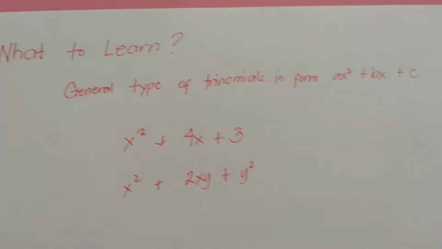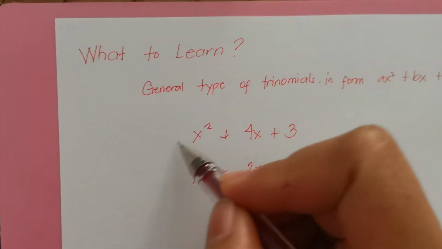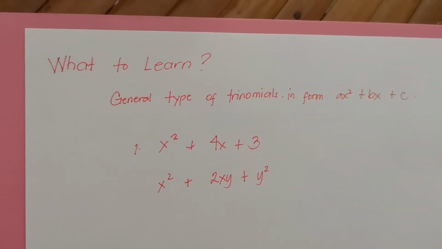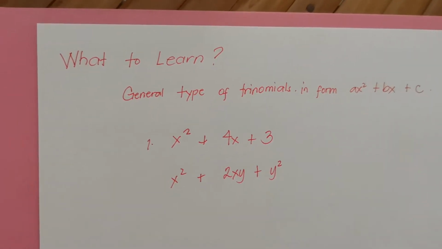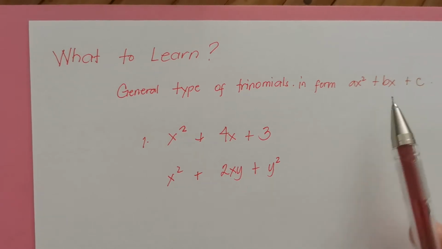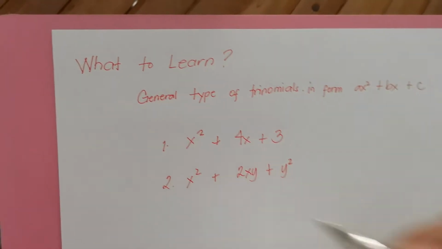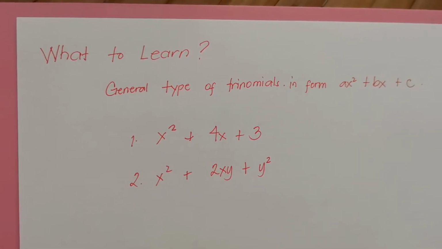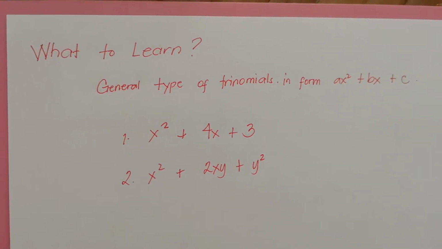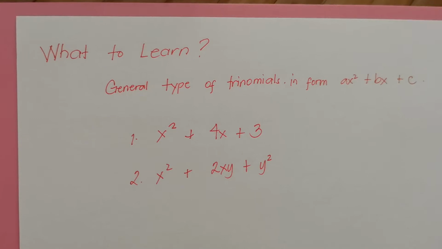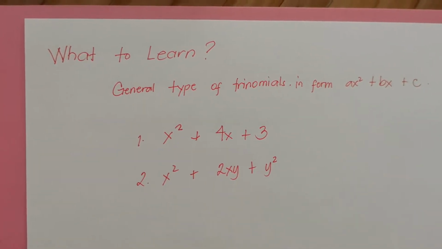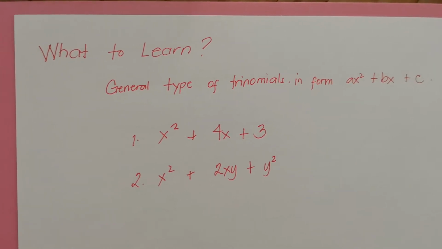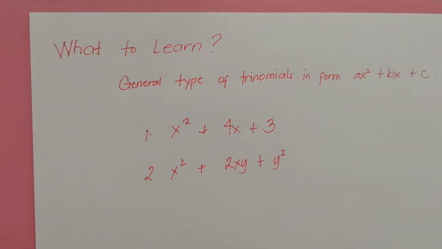So we have here examples. Number 1, x² plus 4x plus 3 is an example of general type of trinomials in this form. Number 2, x² plus 2xy plus y² is also an example of a general type of trinomials in the form ax² plus bx plus c. If you have a question because the example has a y, take note.